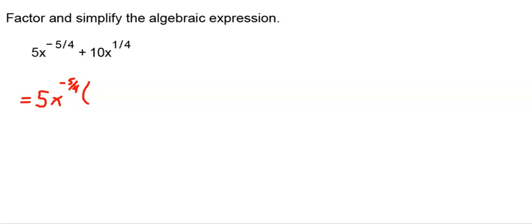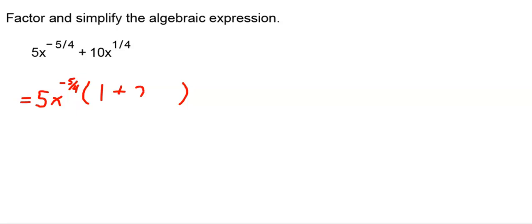To get the leftover factors, we're going to take each of the terms and think of what happens if we divide them by 5x to the negative 5/4. The first term is pretty simple. 5x to the negative 5/4 divided by itself is 1. For the second term, 10 divided by 5 is 2.